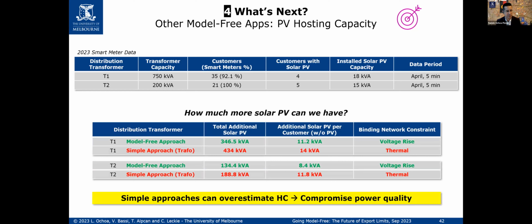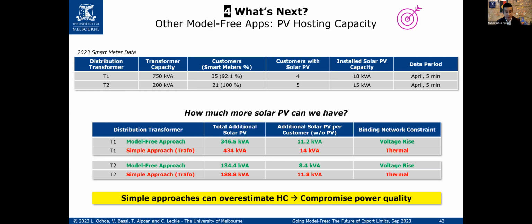Well, here's the answer. For transformer one, with the model-free approach, we can tell you the additional solar PV that you can have is around 350 kVA, and the main problem is voltage rise. However, if you went just for the simple approach of using the transformer capacity, you would say that it is more than 400 kVA in total of PV that you can have, because the only constraint you're considering is thermal. And here you can see a significant overestimation.